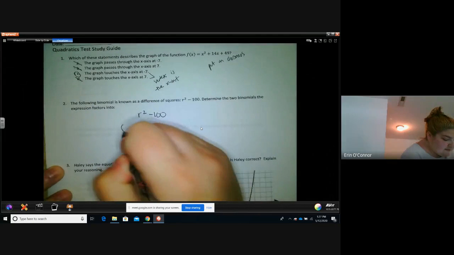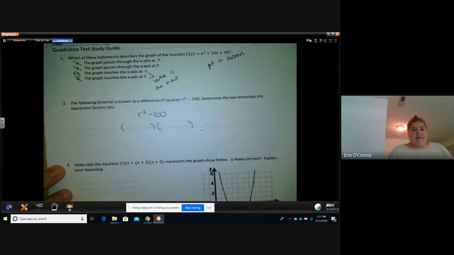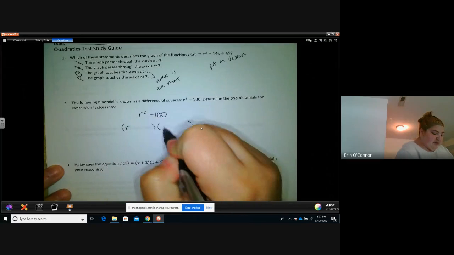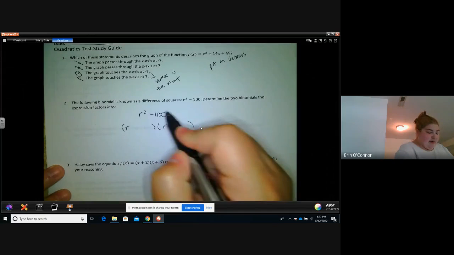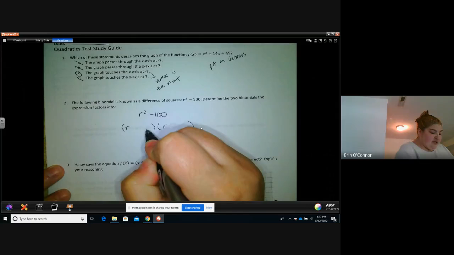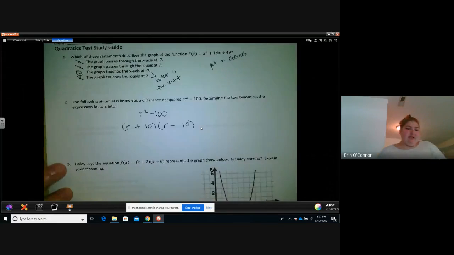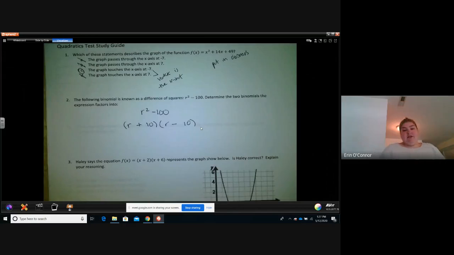Now we know a difference of squares. We put up our parentheses. We split our letter evenly, so there's 2 of them. There's going to be 1 and 1. We take the square root of the number. It's 100. Square root of 100 is 10. We put a plus on one side and a minus on the other. So that is how you would solve that one.